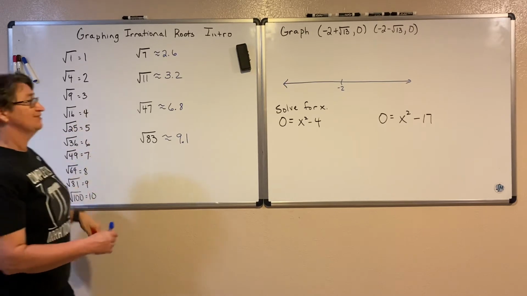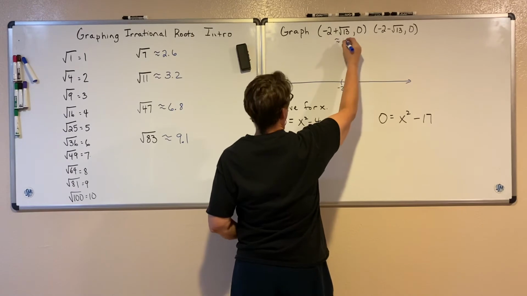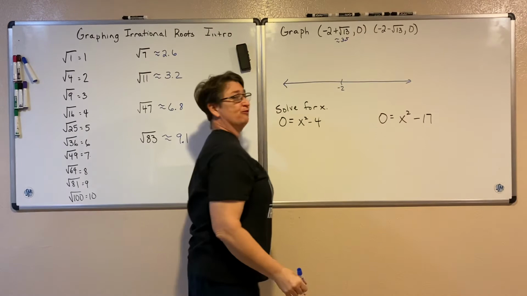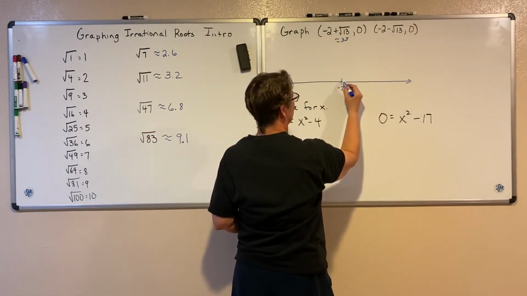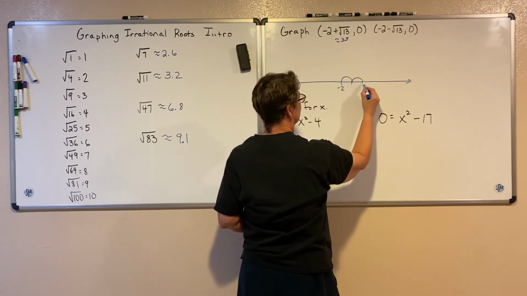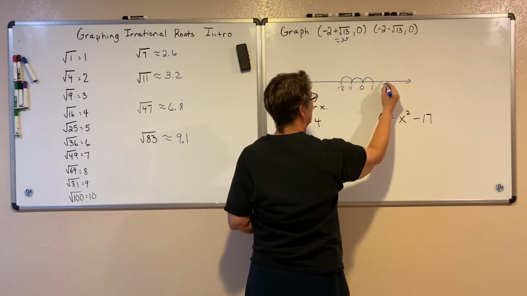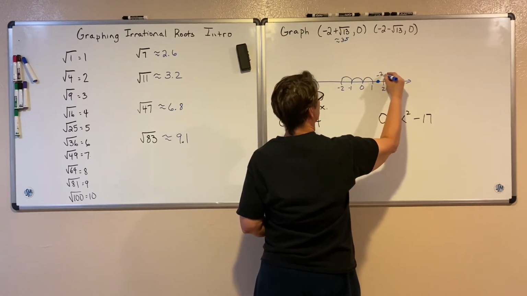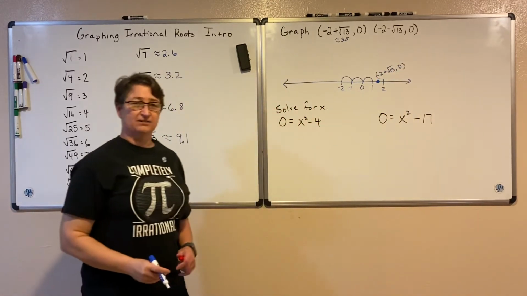That square root of 13 is approximately 3.5-ish. So I'm going to go over 3 and a little bit. So from this negative 2, I'm going to go over 3 spots. 1, 2, 3 spots. So negative 1, 0, 1. And then before I get to 2, I'm going to put a point there. This is the point negative 2 plus the square root of 13, comma 0 on my x-axis.